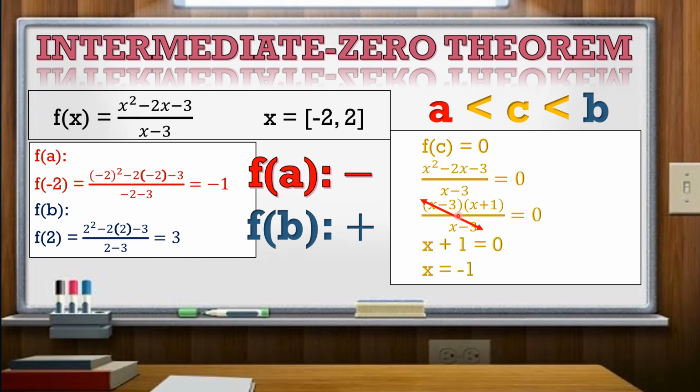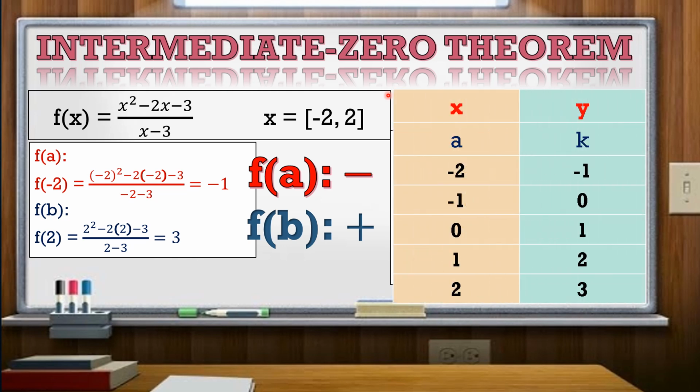So, negative 1 ba makita sa gitna? Or in between of negative 2 and 2? Yes. Nandoon siya in between of negative 2 and 2. Thus, that is the 0 of your function. And by the table, we have here, negative 2, negative 1, 0, 1, 2. Makikita natin na yung y natin is equal to 0 if your x is equal to negative 1.